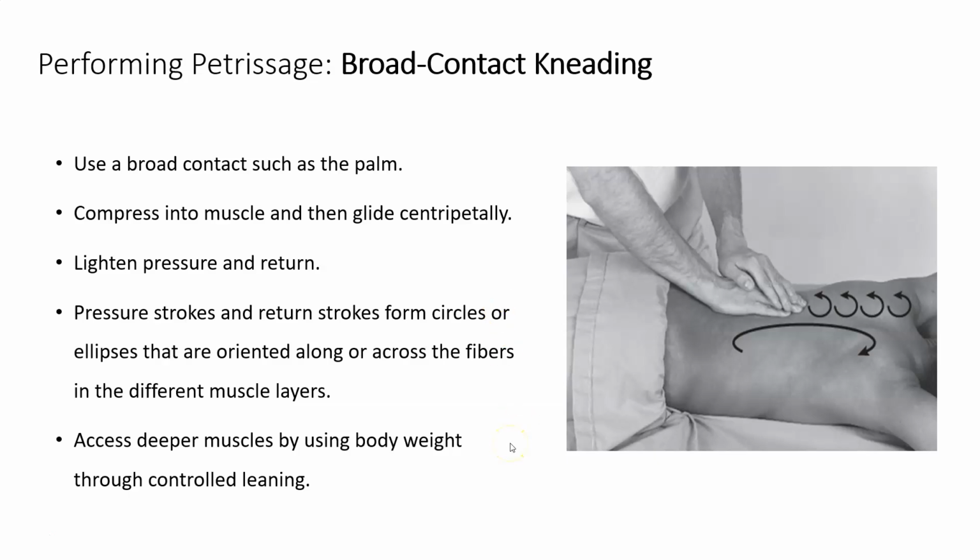The pressure strokes and return strokes form circles or ellipsoids that are oriented along or across the fibers of the different muscle layers. To access deeper muscles, you use more body weight to get down in through controlled leaning. So again, if we think of superficial, deep, superficial, you would do it lightly, then deeply, and finish lightly again on your way out.